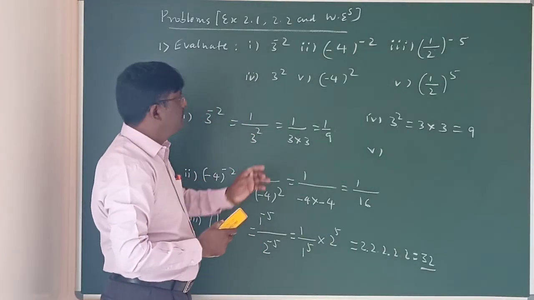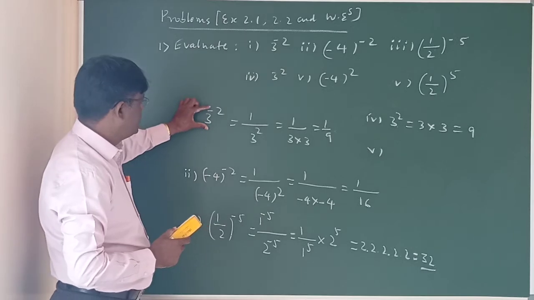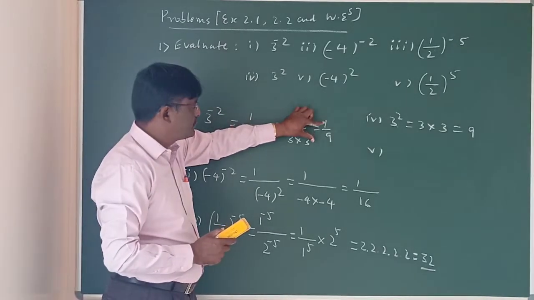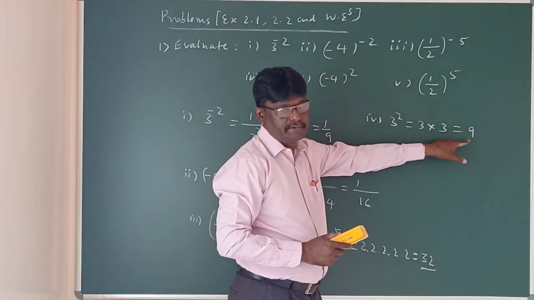See the difference between negative exponent and positive exponent. 3 power minus 2 gives 1 upon 9. 3 power plus 2 gives what? 9.